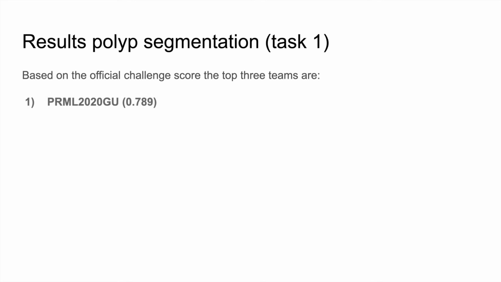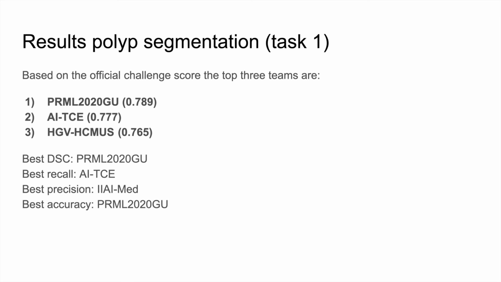So the results for the polyp segmentation task. Based on the official score that we chose for the challenge, which was IOU, the first team is PRML 2020 GU with a score of 0.789, followed by AI-TCE with 0.777. And then on the third place, HCMUS with 0.765. What we can see with all of them is that they are quite close. So there's no one that is really outstandingly outperforming the others.